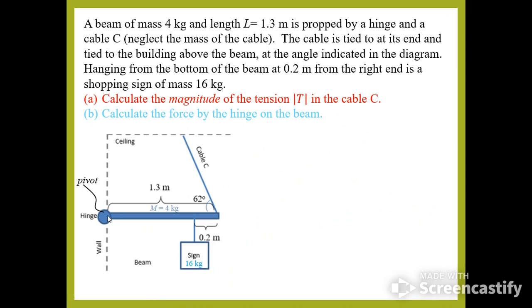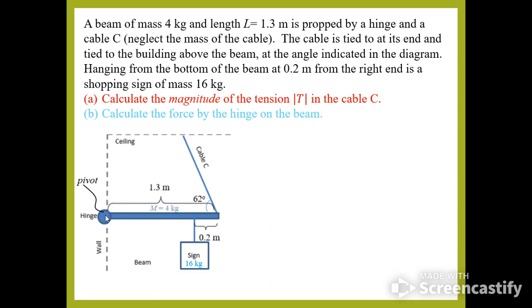While there is a force exerted on the hinge, the force by the hinge contributes no torque because the hinge itself is the pivot in this particular diagram. So while there is a force, there is no lever arm. So F times 0 will just give you 0, which generates no torque.